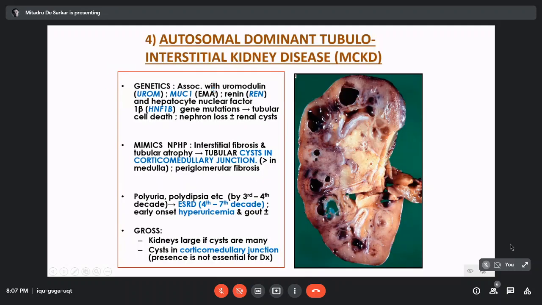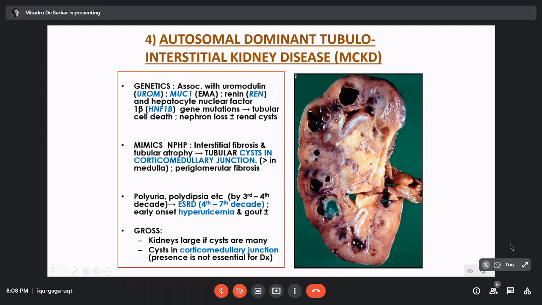So on to the ADTKD category, that is MCKD. Basically, autosomal dominant tubulointerstitial kidney disease is associated with 4 main categories of mutations. So you have mutation of the uromodulin gene, UMOD, the MUC1 gene, the renin gene, and the hepatocyte nuclear factor 1 beta gene. The net result is again a tubulointerstitial disease with tubular atrophy, tubular death, nephron loss, and in some cases formation of dilated cysts from those tubules. And again, just like in the case of nephronophthisis, you have these cysts located specifically in the region of the corticomedullary junction. So there is a lot of gross overlap.